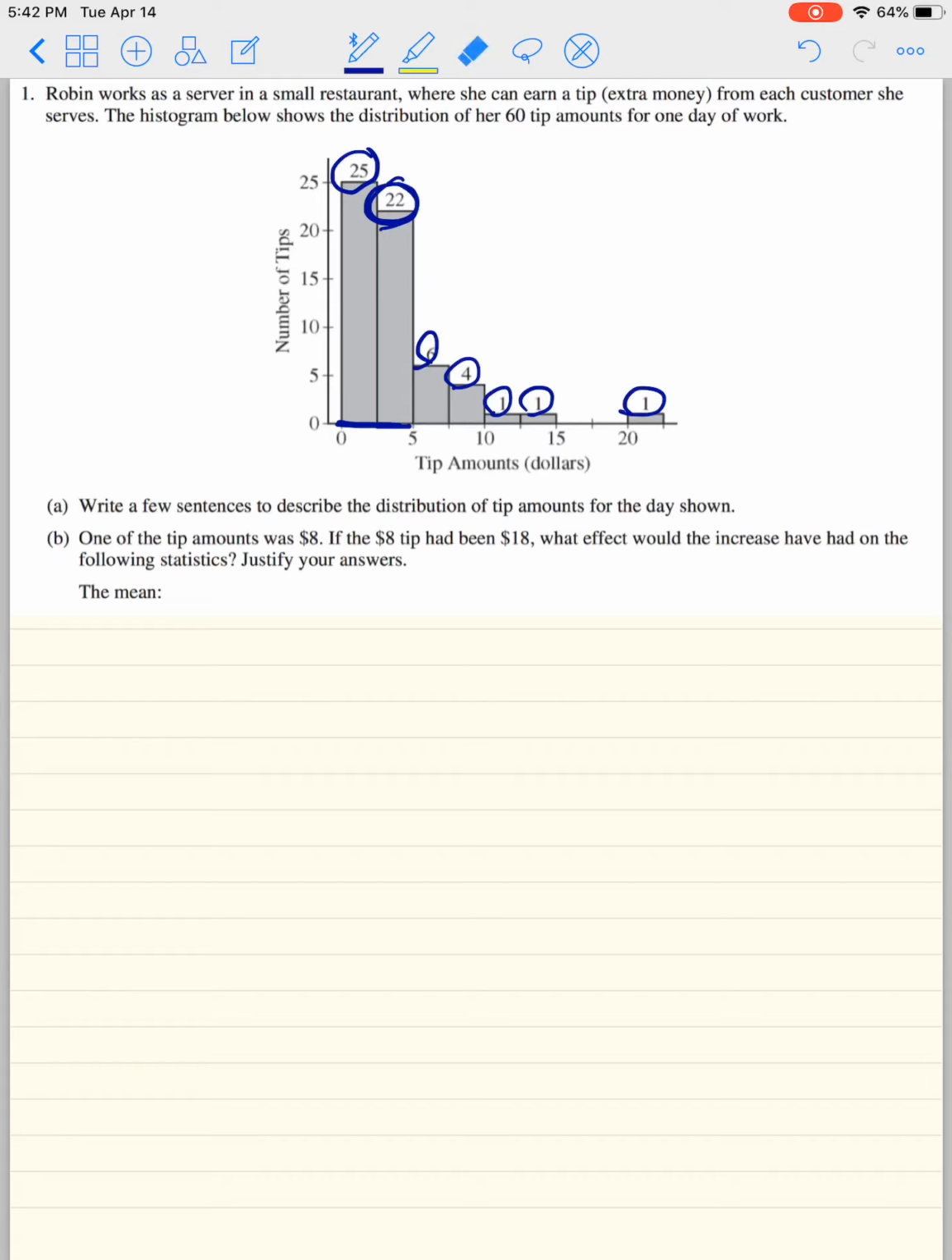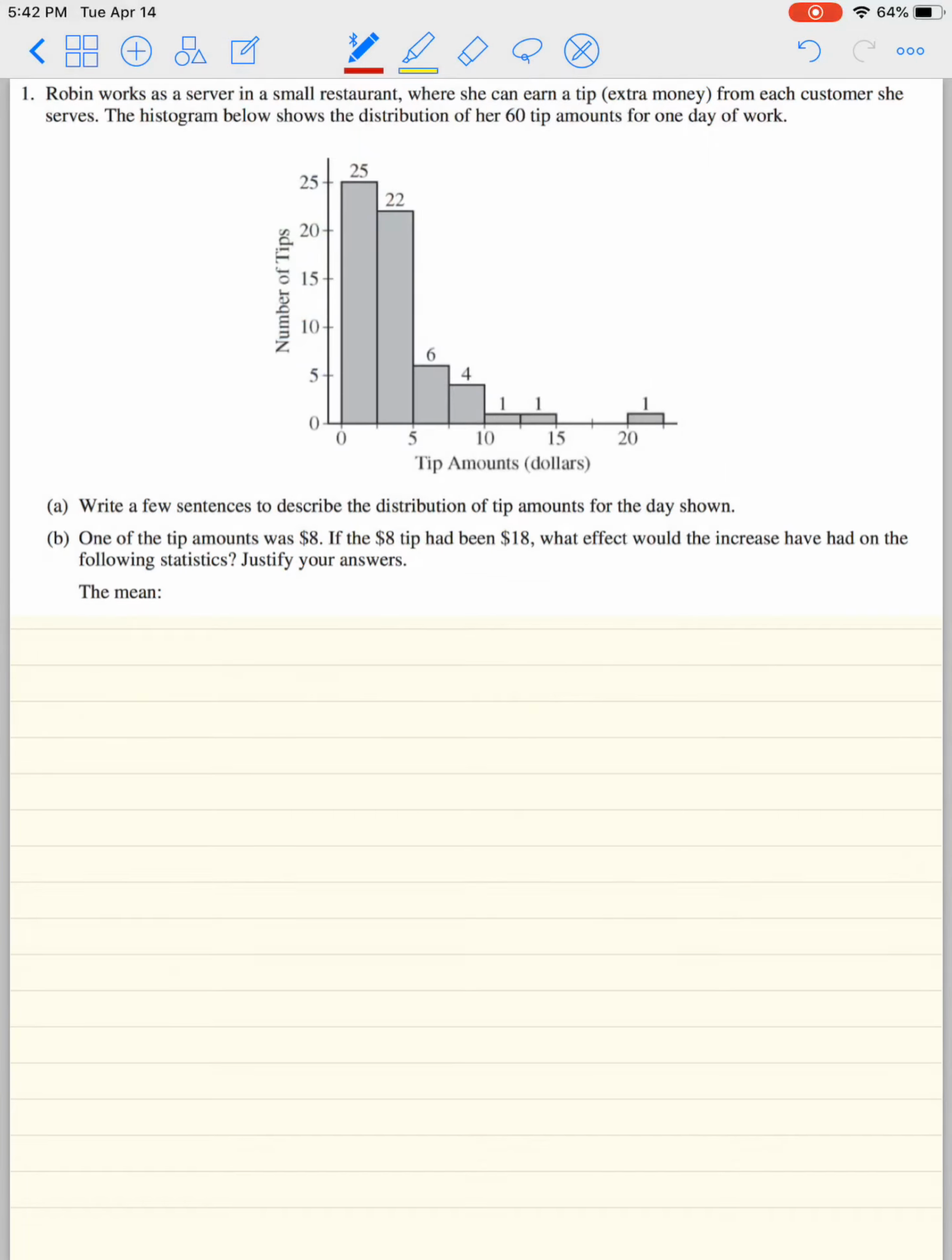Now remember, this is only one variable. You're not comparing Robin's money to James's money. So it's just straight up center, shape, and spread in terms of the context. Look for outliers, look for gaps in clusters. That's so important for histograms and for stem plots, obviously not box plots.